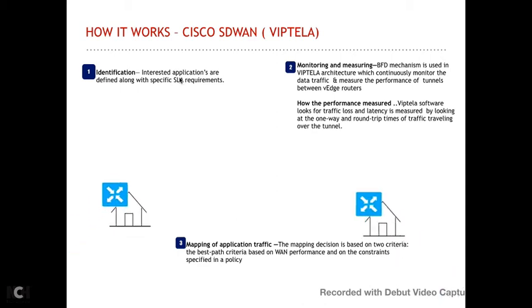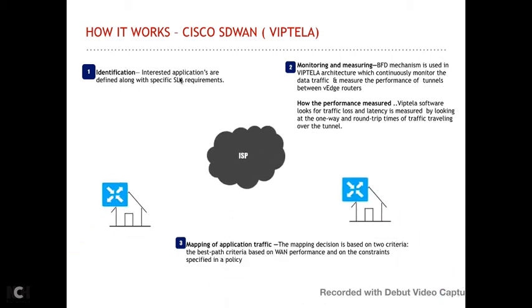So let's see some animation of how things happen. So maybe you can say with two branch networks which are connected with service provider and over an IPsec tunnel, traffic actually flows like this. So based on that, once the BFD packets go to and fro, it actually gets collected on the edge.